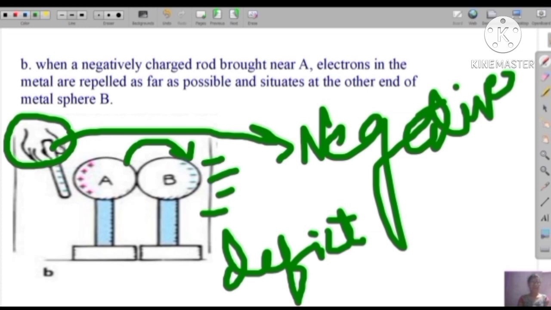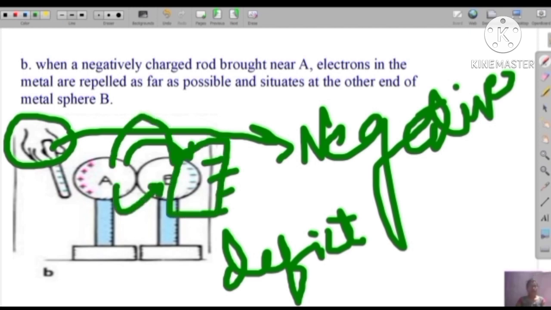As we know, unlike charges attract each other. This rod has negative charge and this body A has positive charge. By that force of attraction, they will be held together but without contact. Is it clear? I hope you have understood this point. Because of this, body A is positively charged and body B is negatively charged.